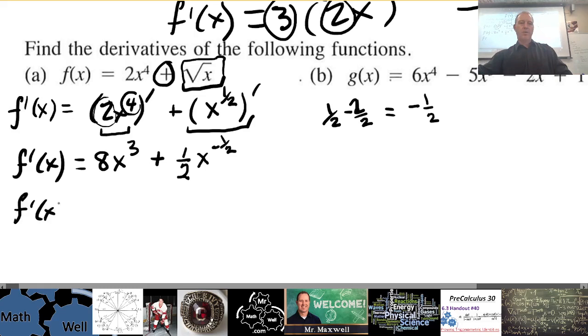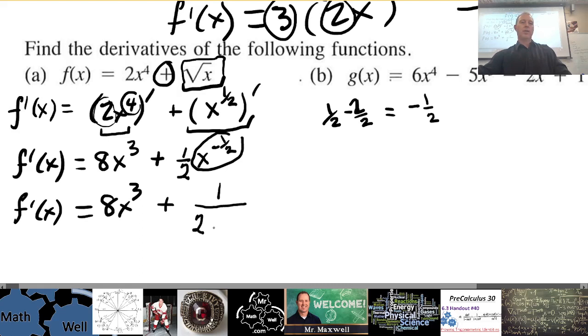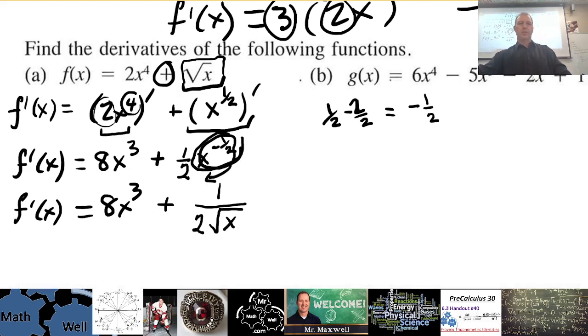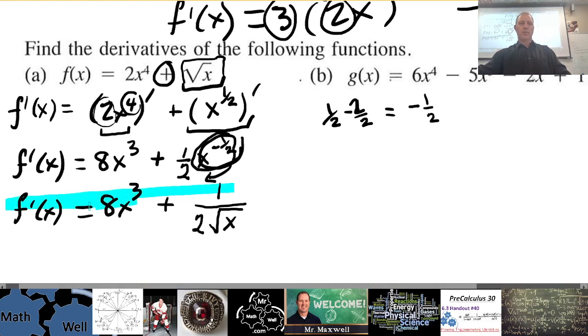So f prime of x is going to be 8x cubed. And this is going to be, this is an x to the positive 1/2 in the denominator, which is a root x. So I'm going to do a couple things at once. Watch carefully. The 1 stays up there. I have a 2 in the denominator, and I now have a root x in the denominator. Okay? So 2 things at once. I brought this whole thing down to the denominator, and then I rewrote the positive 1/2 as a square root. And this would be your answer here.